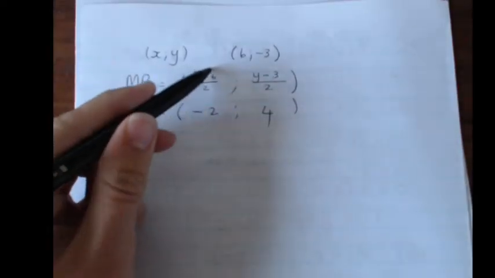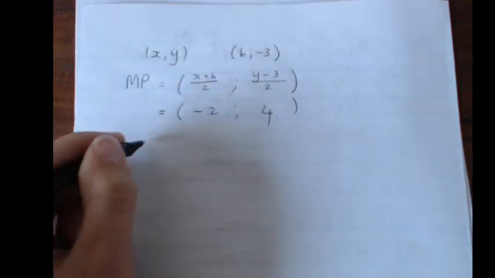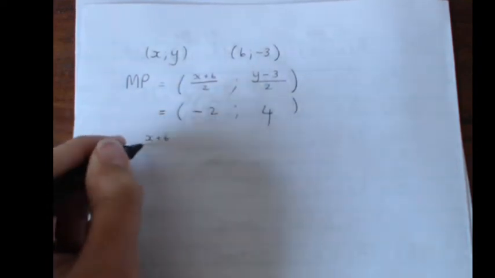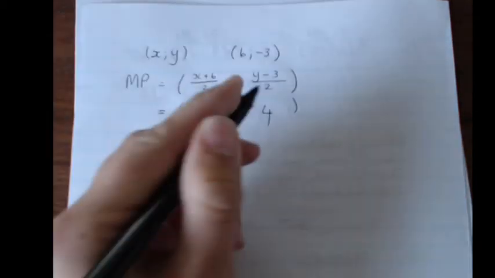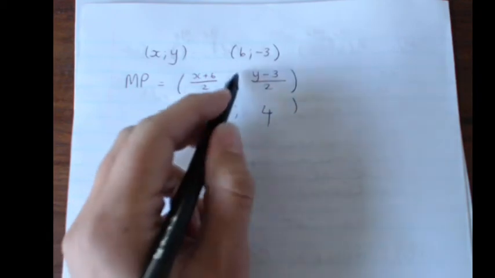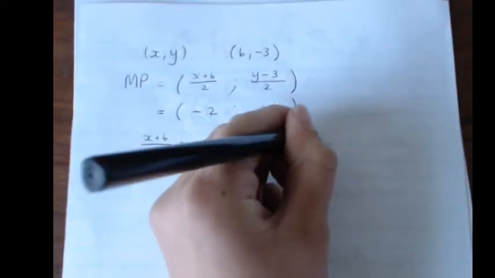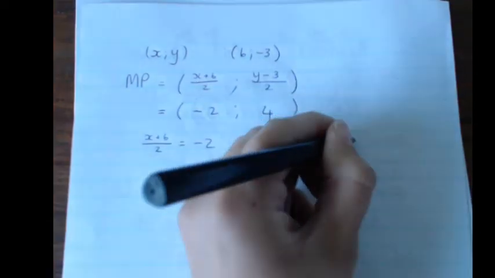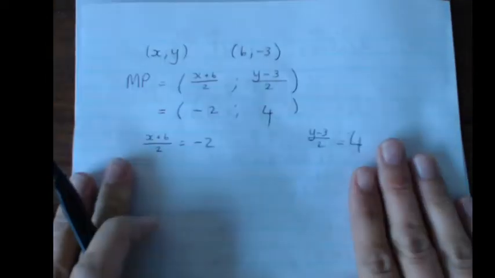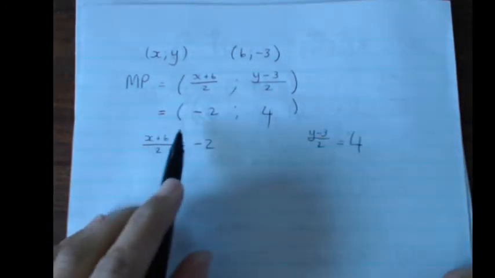So this should be equal to -2, 4. And then you can see that obviously x plus 6 over 2, when I simplify that, should give me -2. I'm just going to write that here quickly. X plus 6 over 2 should give me -2. And separately, y minus 3 over 2 should give me 4. Right, and then you have 2 simple equations that you can solve.